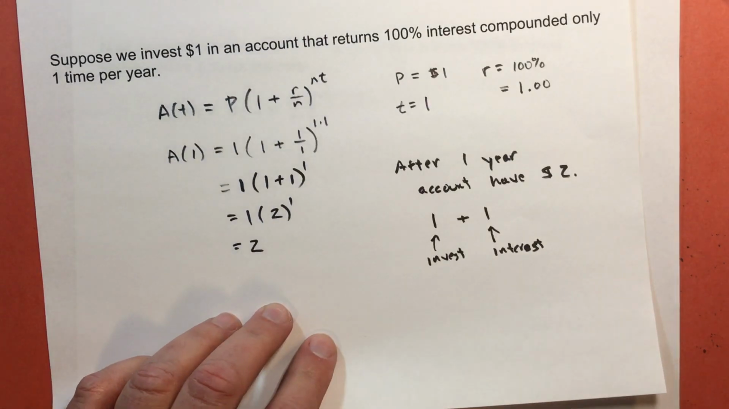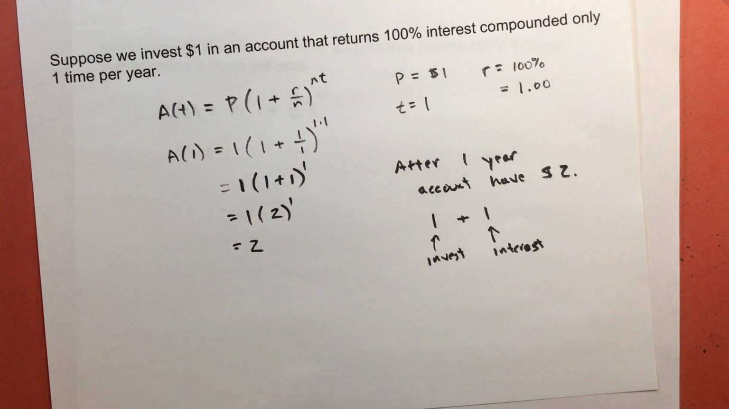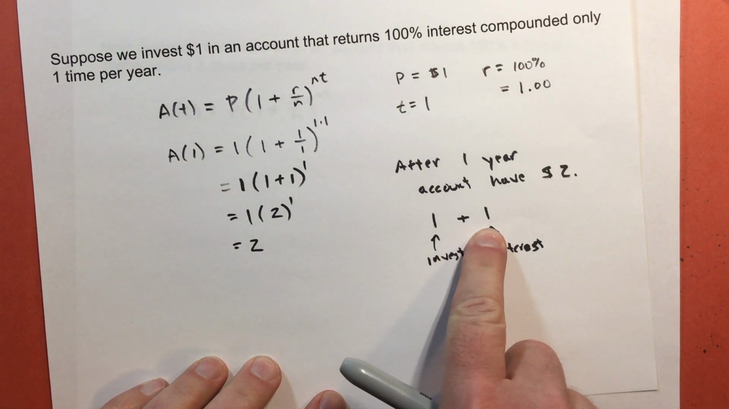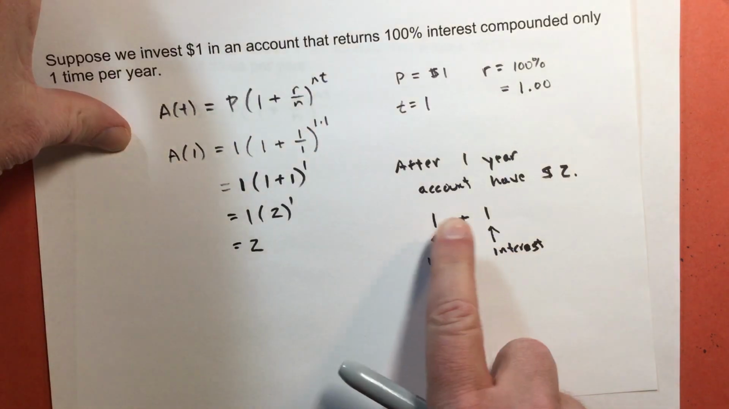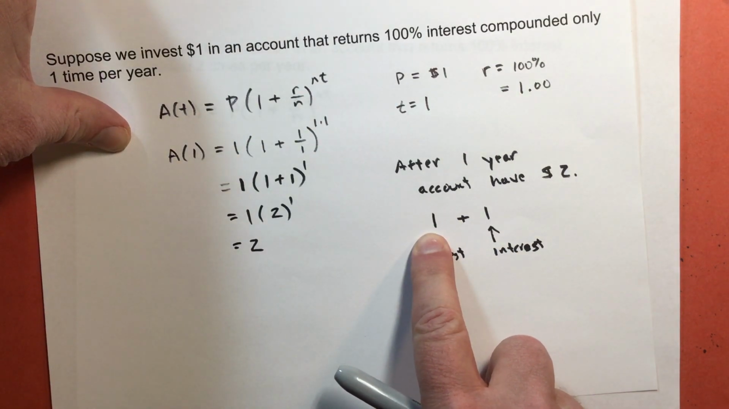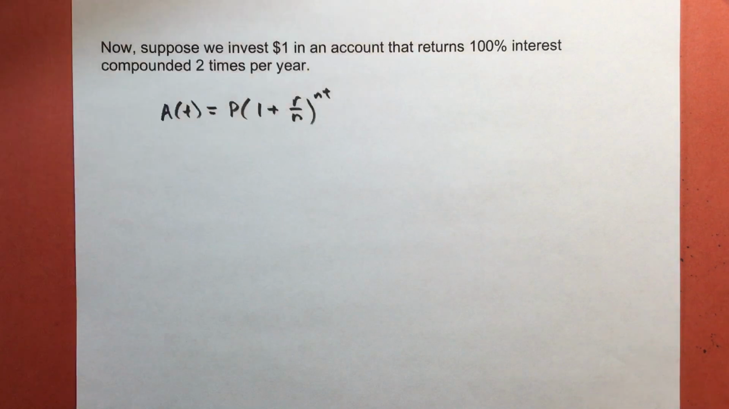Now, keep in mind, remember last time, when I waited the entire year, I made $1 interest. Added to the $1 that I put into the bank, that gave me $2 if I waited the entire year. All right, so now check this out.